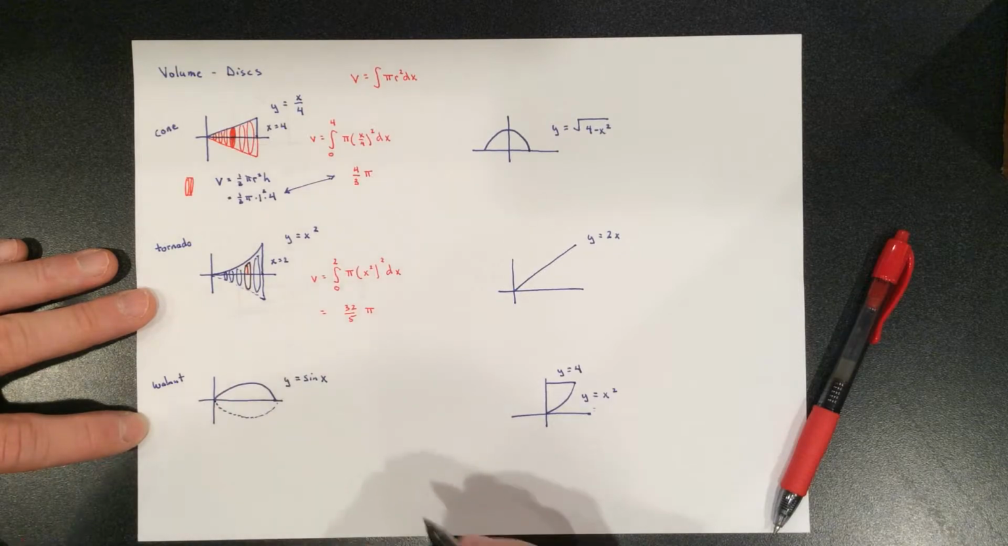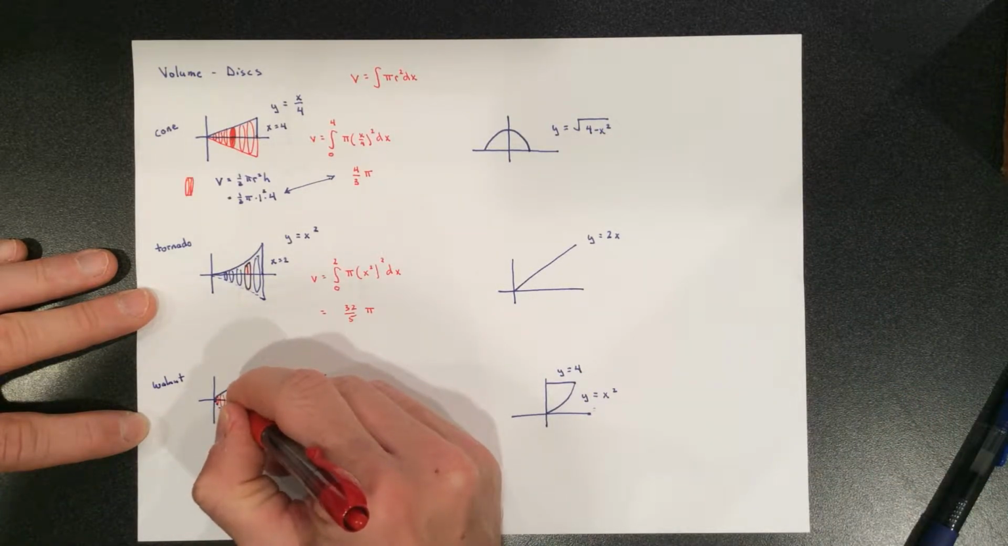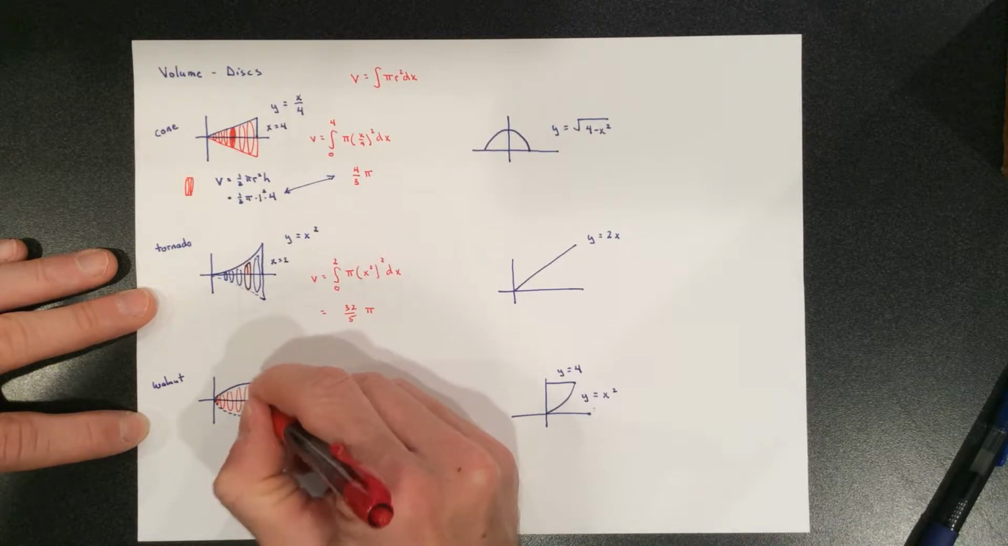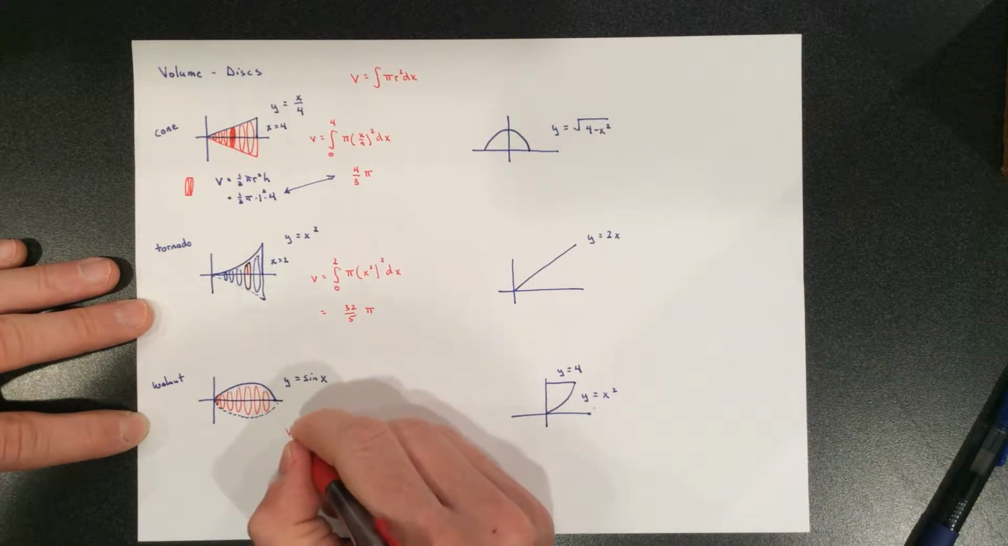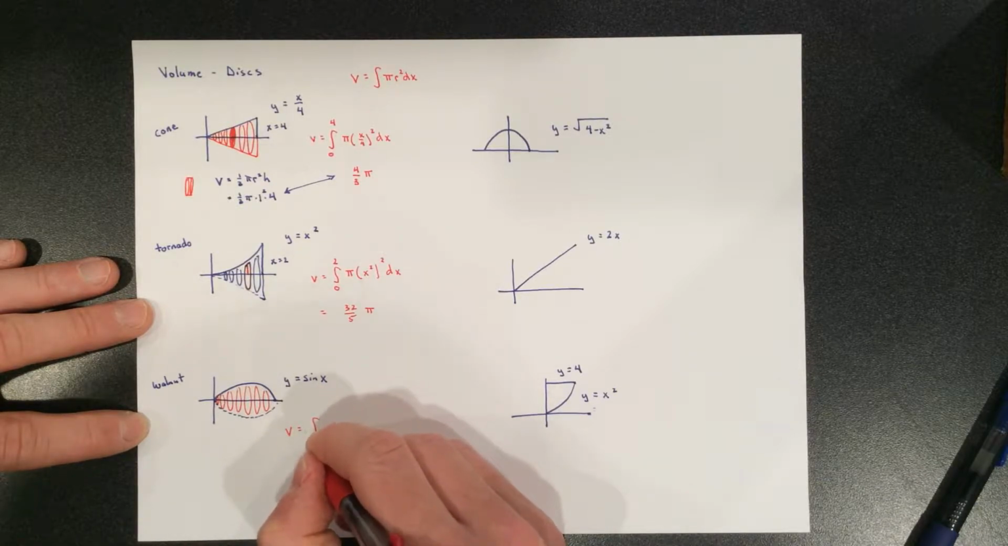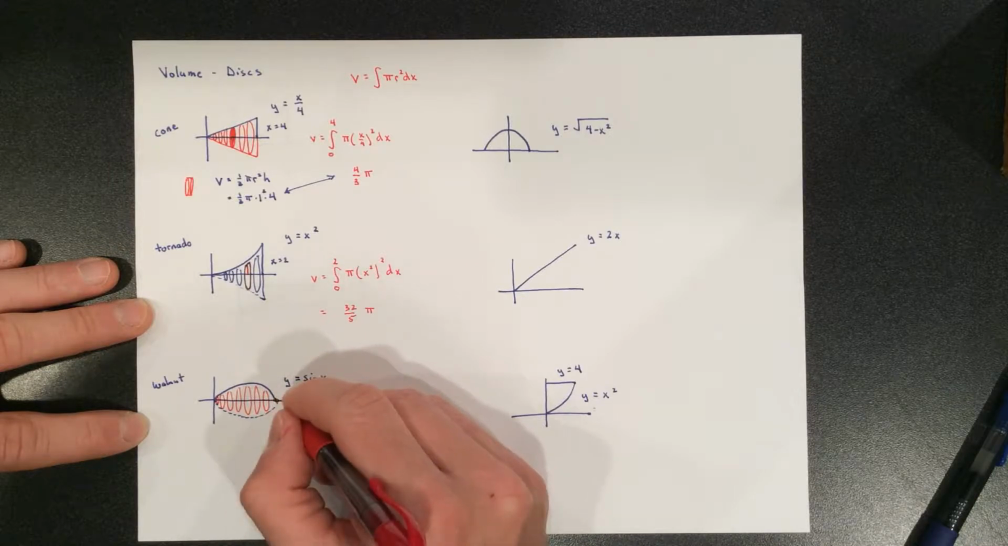All right, kind of looks like a walnut here. And again, you're going to take all of those disks. They each have their own little volume. Integrate. In this case, from 0 to pi. Why pi? Well, because that's this intersection.